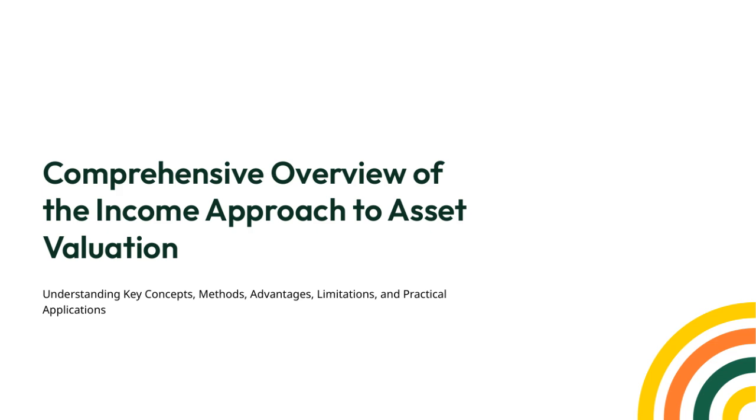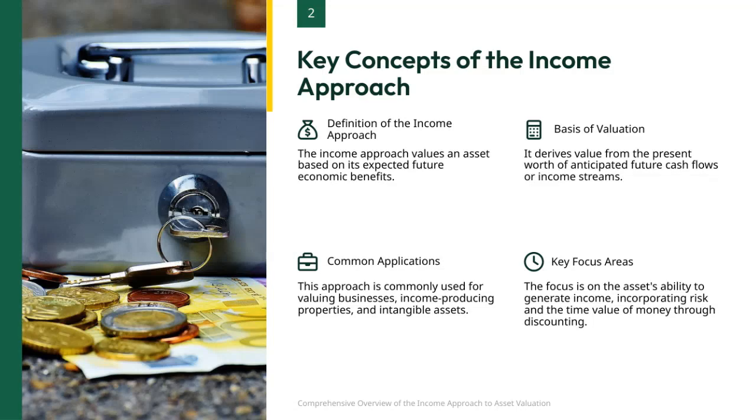So let's get started. The income approach is all about determining the value of an asset by looking at the economic benefits it is expected to generate in the future. Essentially, it estimates how much income the asset will produce and uses that to figure out its worth today. To do this, we look at the present value of the future cash flows or income streams the asset can produce, discounting them to account for risk and the time value of money.